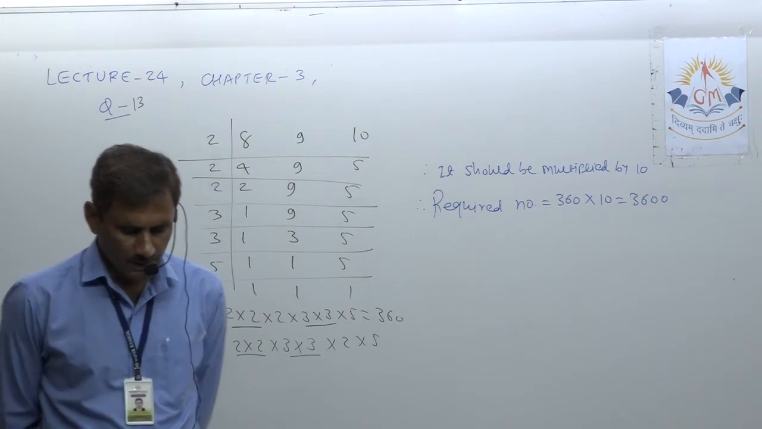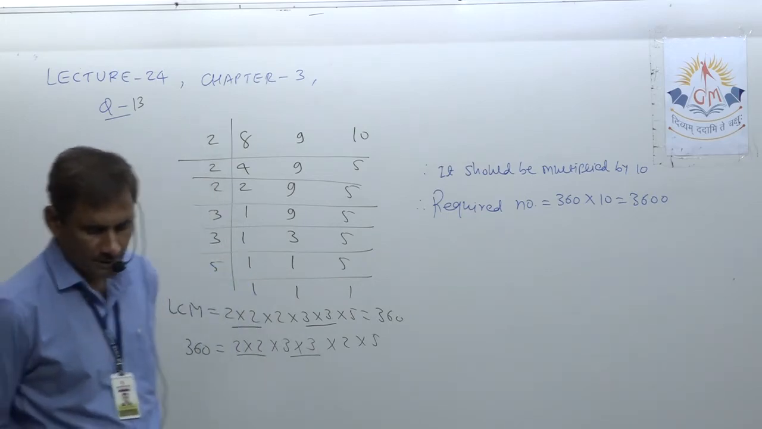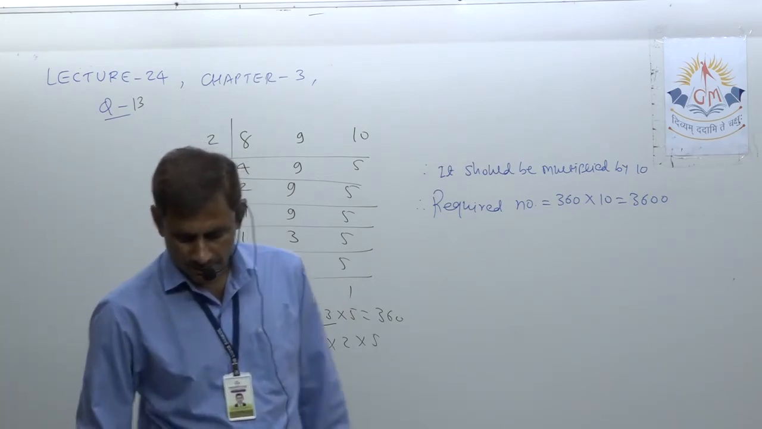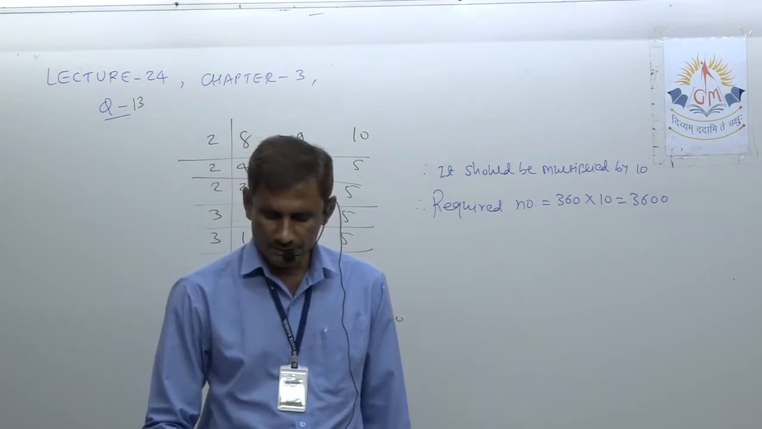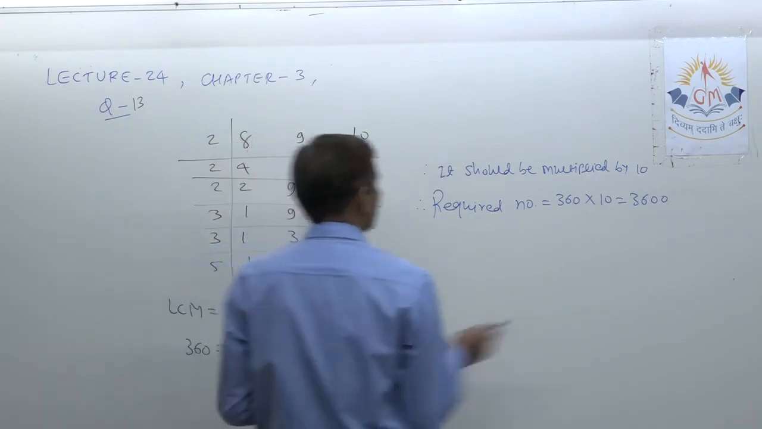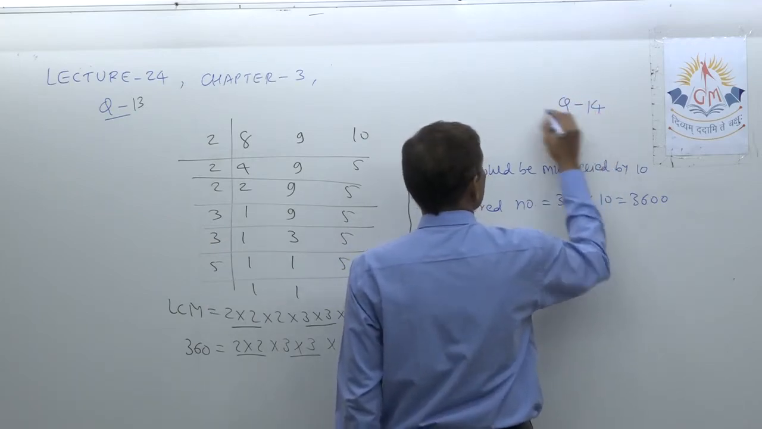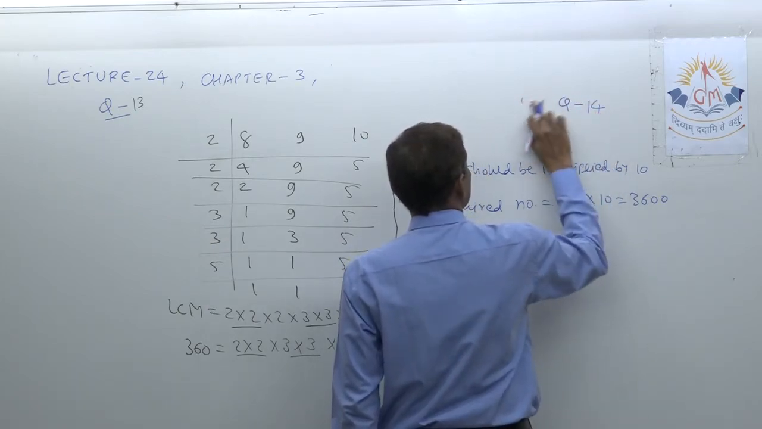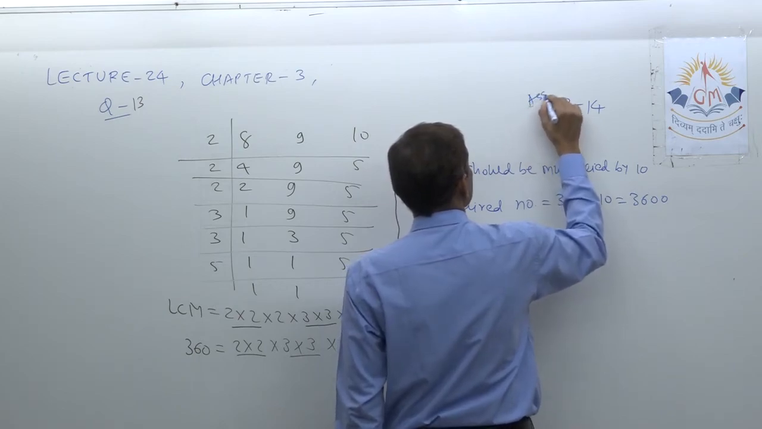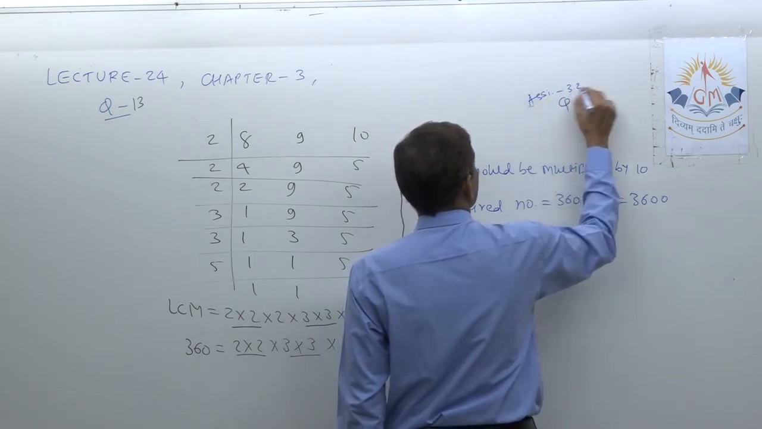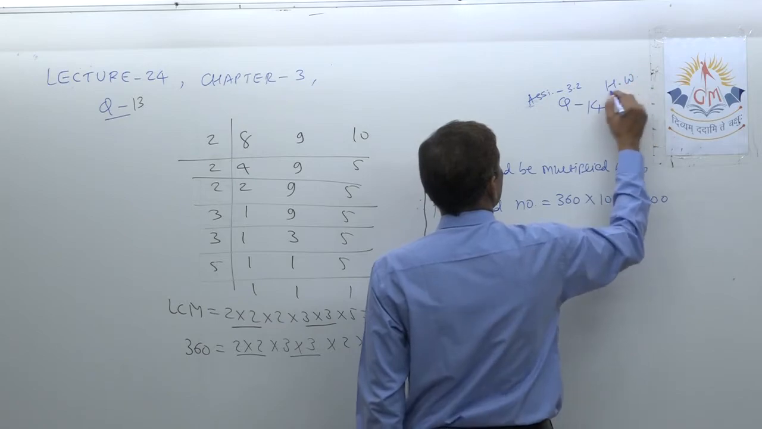Again, find the least square number which is exactly divisible by each one of the following. The same sum is number 40. So that is question number 14 from assignment number 3.2 in homework.